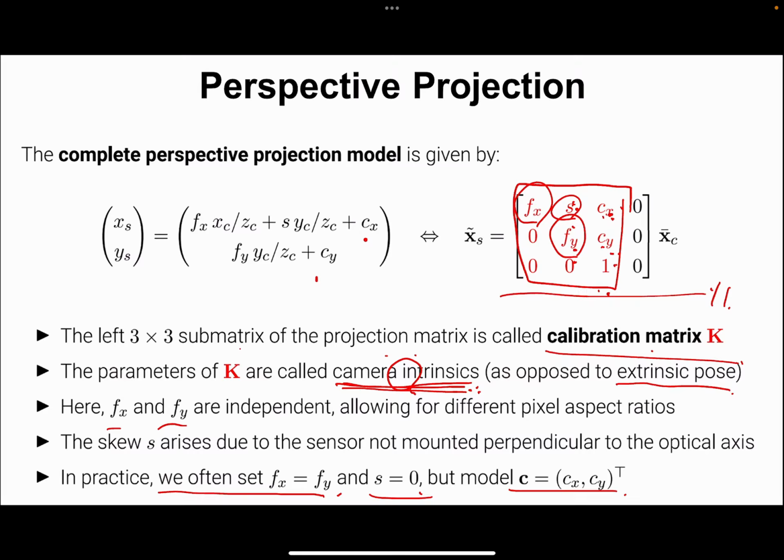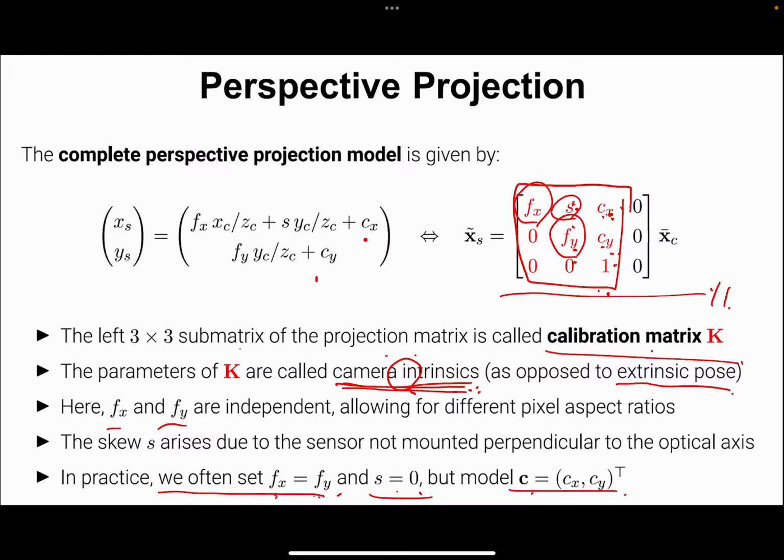But in real world, we often set focal length the same because we want to preserve aspect ratio between x and y axis. So that is the reason why I often set fx and fy the same. Scale is just 0, and C is just the center of image.